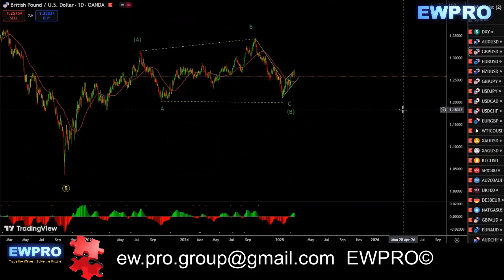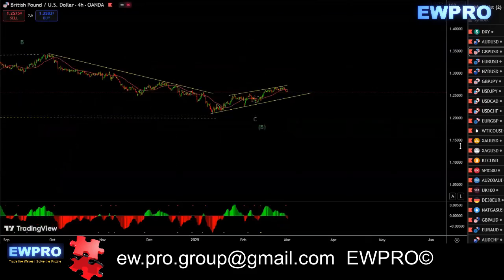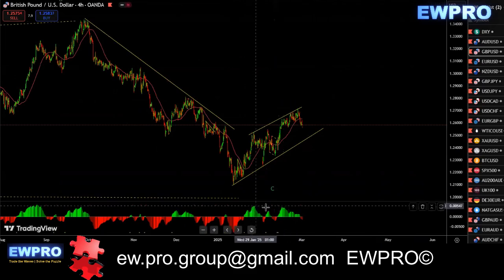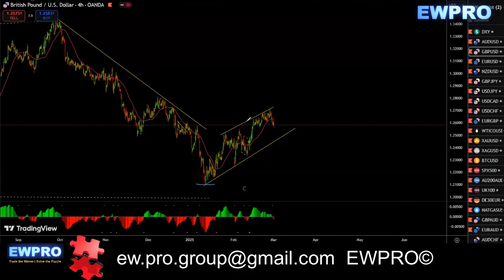GU, very similar to AU on the daily time frame, looking for a C up, but like I've mentioned, I'm not convinced that this here is the low. We're in this channel here, like I mentioned last week. We do have bearish divergence here, so I'd be looking for a sell to go and break this low.